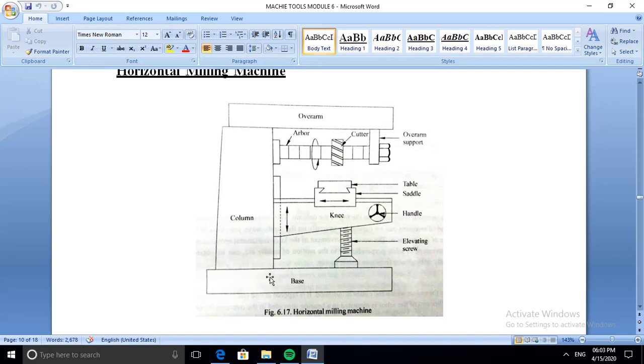Once more, the base is a rectangular member. It gives the strength and rigidity of the machine. The column and knee are mounted over this base. Then the column is a vertical member mounted over the base. The knee, arbor and overarm are mounted over the column. Gateways are provided over one end of the column to move the knee.